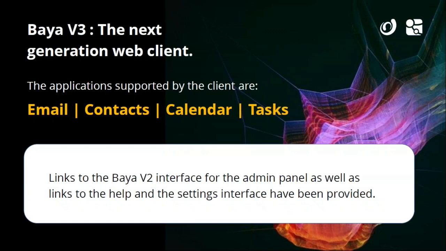Baya V3 is the next generation web client, and the applications supported in this are email, contacts, calendar and tasks. In this interface, there will be links to the Baya V2 interface, the admin panel, as well as links for help and the settings page.